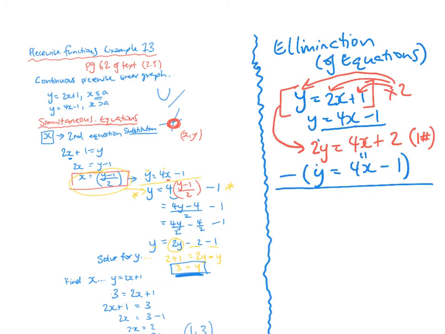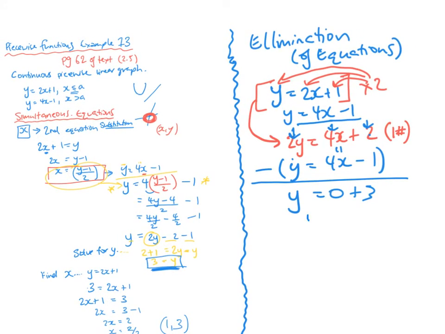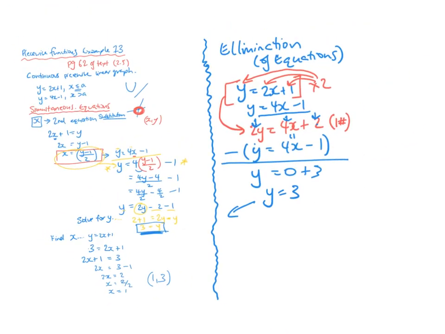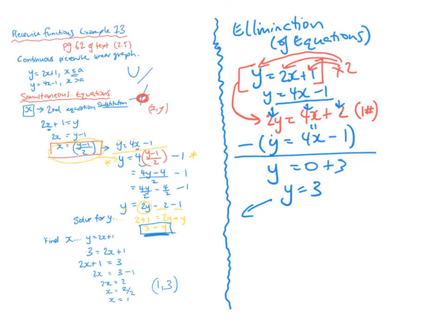So 2y minus y, so now I'm coming down in columns here, okay? I'm going to go 2y minus y is y, so I'm creating a new equation. 4x minus 4x is 0, nice and handy, so the x has gone. 2 minus 1 is like adding 1, so that's plus 3. So after doing that elimination of equations, I'm left with y equals 3. Exactly the same y as the previous method, and I can go ahead and substitute y of 3 into either of the two equations to find x.